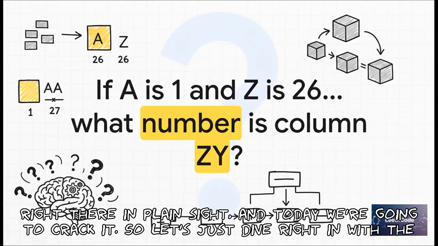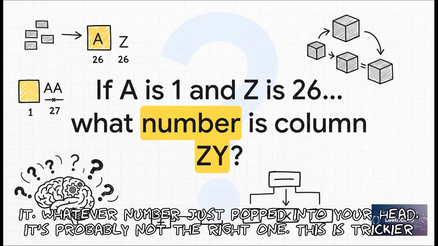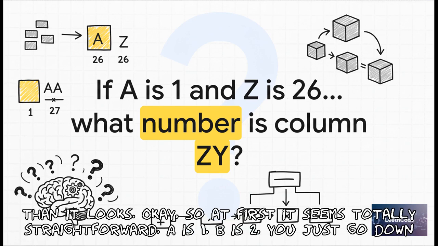So let's just dive right in with the big question. If column A is 1 and Z is 26, what number is column ZY? Now, take a second. Think about it. Whatever number just popped into your head, it's probably not the right one. This is trickier than it looks.